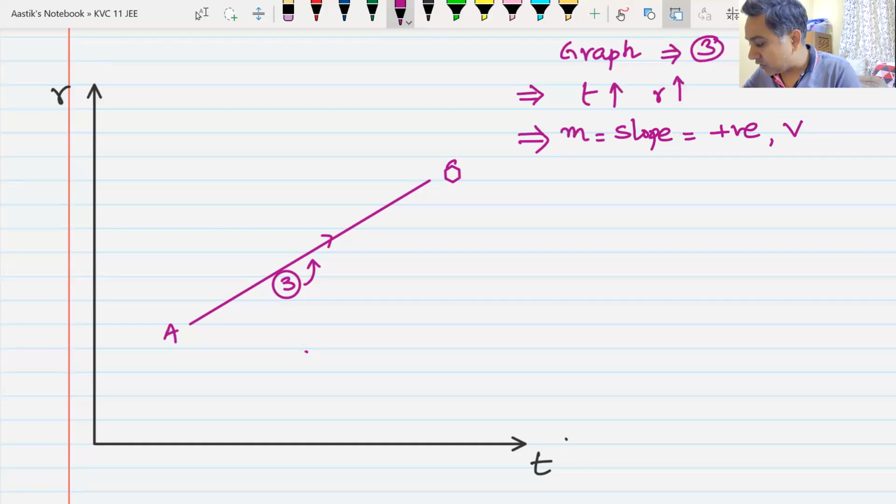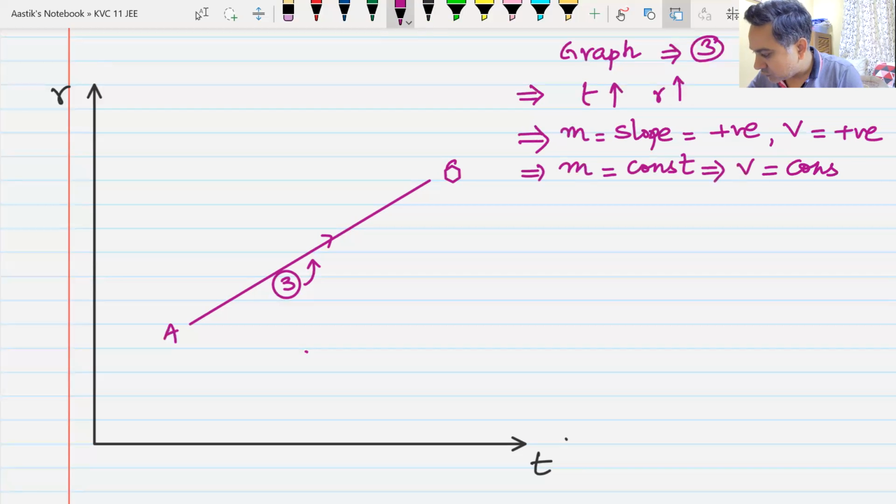That means what is the velocity of the particle? We're talking about vectors. Positive vector means this direction, negative vector means this direction. What can you say about the velocity of this particle? Positive. M, which is the slope, is constant. So velocity is positive and velocity is constant. What can you say about the acceleration? Zero. Acceleration is 0.